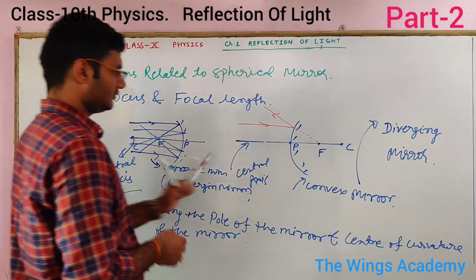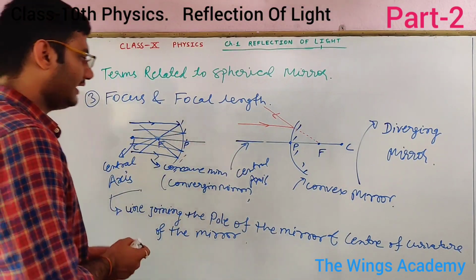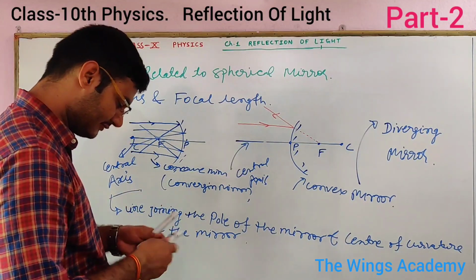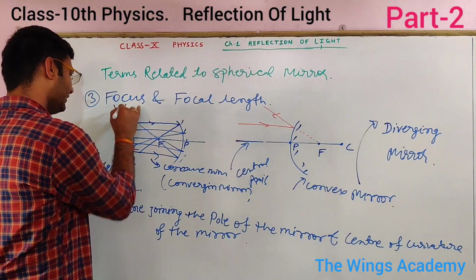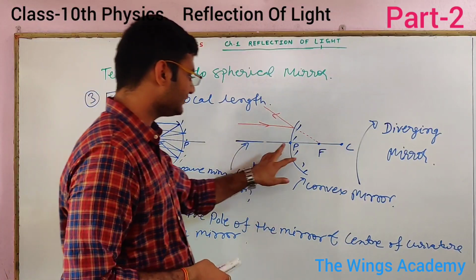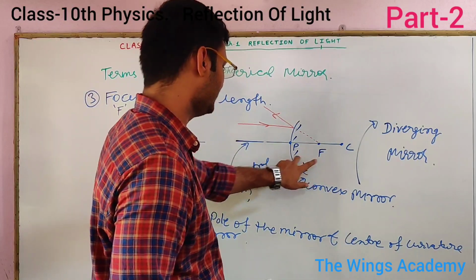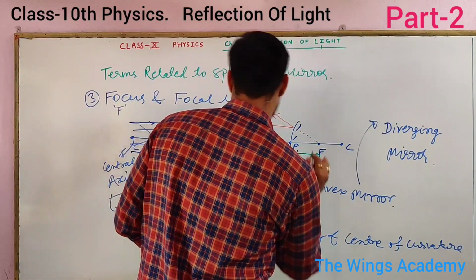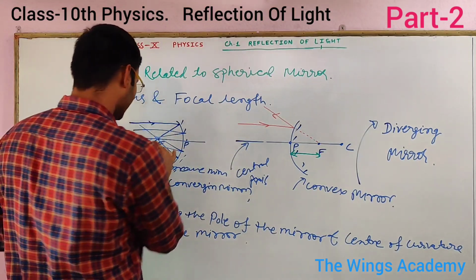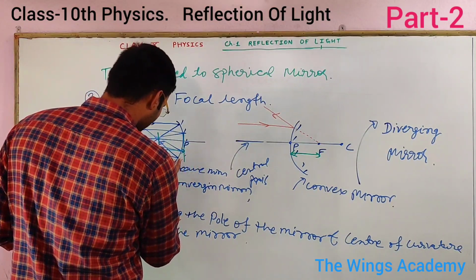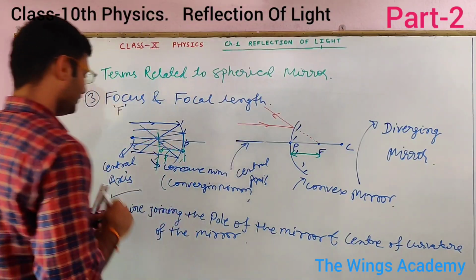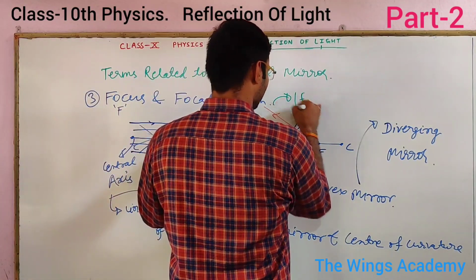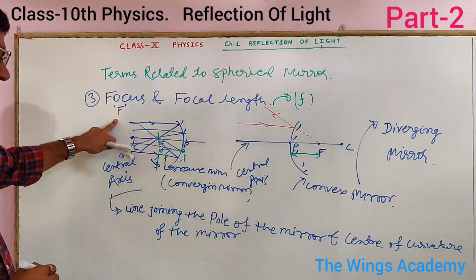So this is our focus, and the distance between the pole and focus is represented by capital F. The distance between pole and focus is called the focal length. So this is the focal length for the convex mirror, and this is the focal length for the concave mirror. Focal length is represented by small f, and focus is represented by capital F.